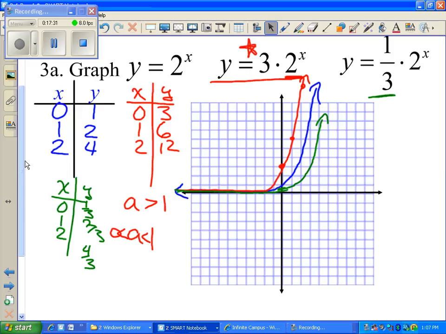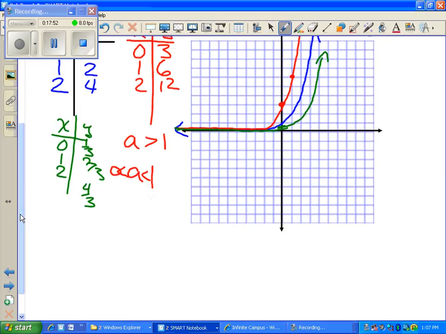But when there is no H and there is no K, it does one other thing. Can you see what else it does? They don't go through 0, 1 anymore, do they? These no longer go through 0, 1. They now go through the coordinate 0, A. My y-intercept is different now. Instead of it being 0, 1, it's now 0, A, whatever that A is.